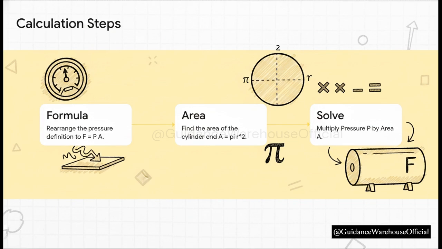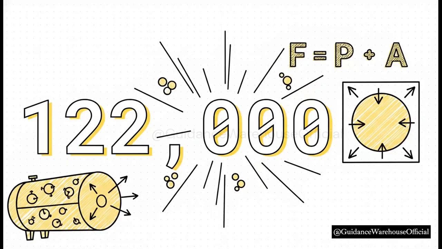Step 3, we simply take our given pressure and multiply it by the area we just found. Now, what is truly astonishing here is the final result. When we multiply that pressure by the area, we get 1.22 times 10 to the 5th newtons. Guys, that is 122,000 newtons of force pressing relentlessly outward against just the flat little end of that relatively small air tank. It's no wonder these tanks have to be engineered out of exceptionally strong materials.